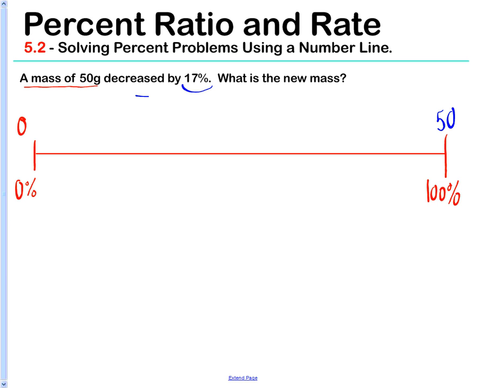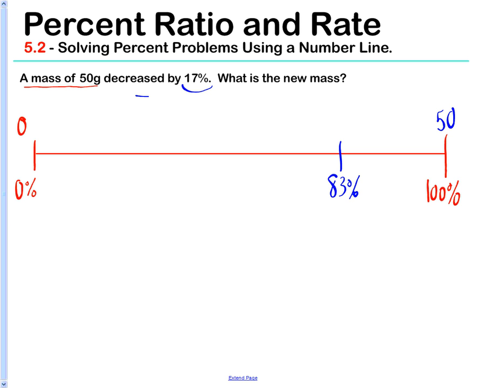Now we need to find out what 17% of 50 is. We have to find out what that 17% would be. When we take 17% away from 100%, we end up with 83%. And we'll put 83% right about there. So we're trying to find out what 83% of 50 is.